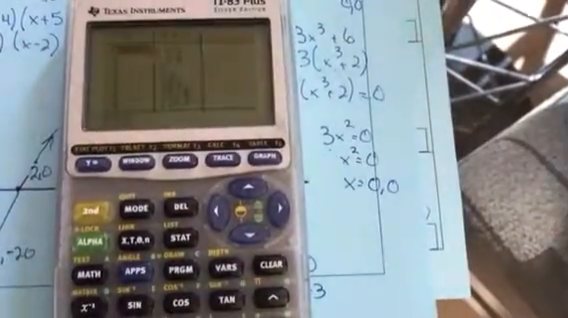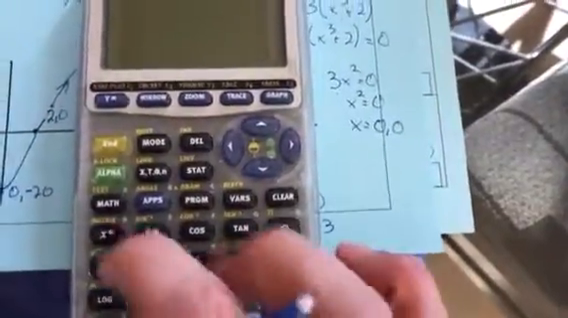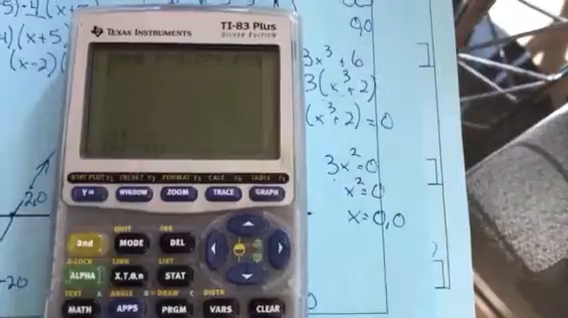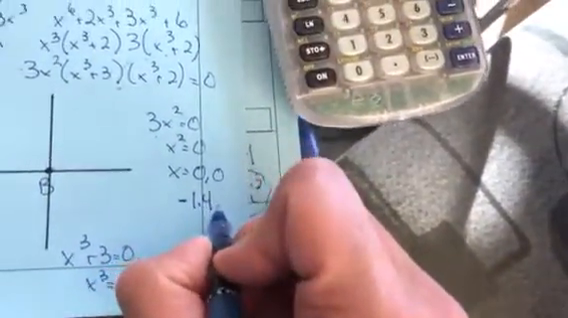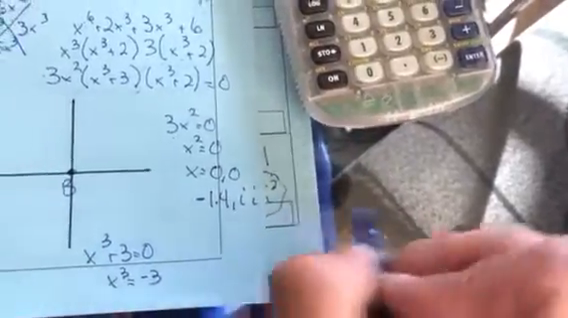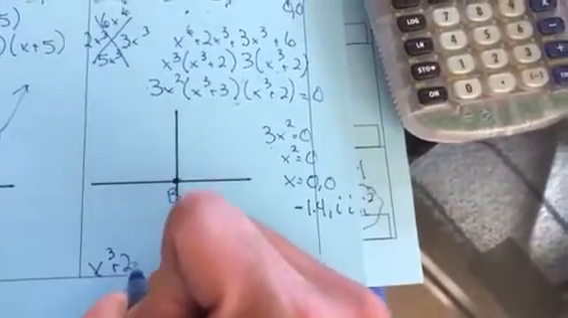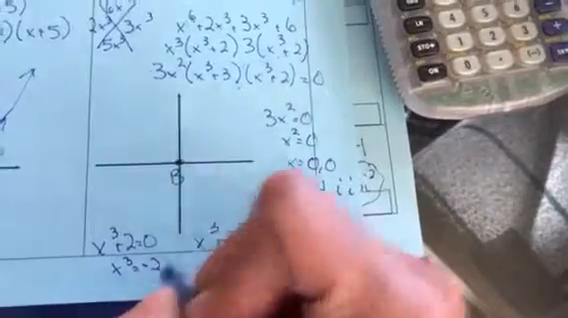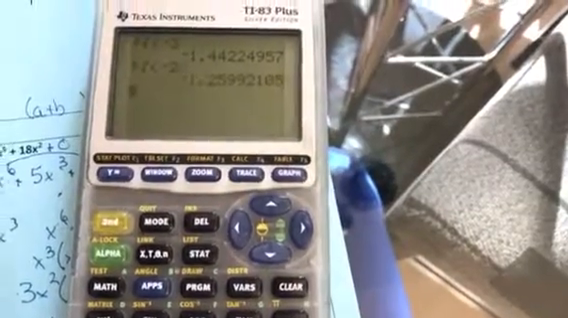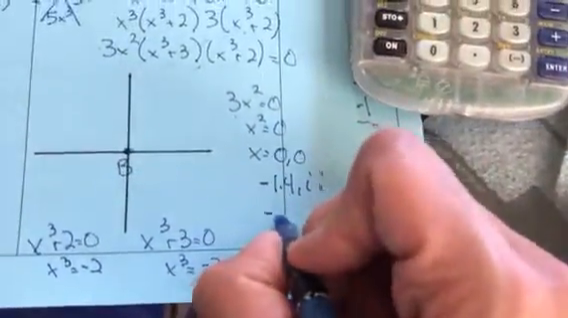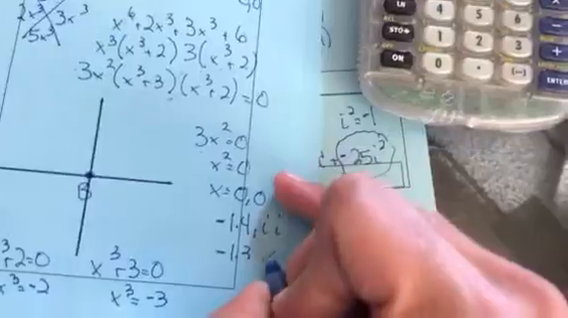So remember, that's your math button. So I'm going to do the cubed root of negative three. And I'm going to get about negative 1.4. So over here, negative 1.4. And with that does come two imaginary numbers. We just aren't seeing them because we didn't factor it out. And then the x cubed plus 2, I'm going to set it equal to 0, subtract 2, take the cubed root of negative 2, and that's about negative 1.3. And again, with that one, I would be getting two imaginary answers.